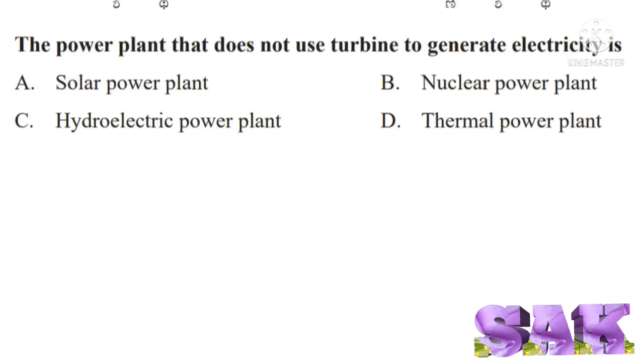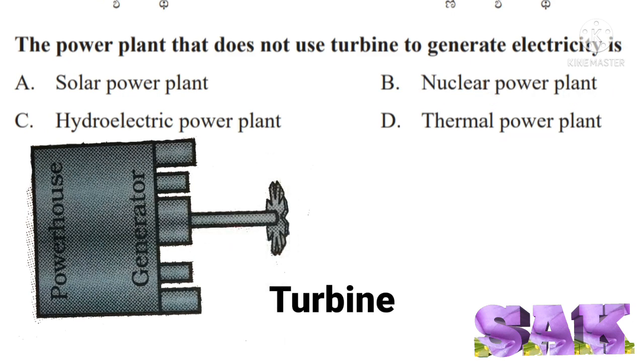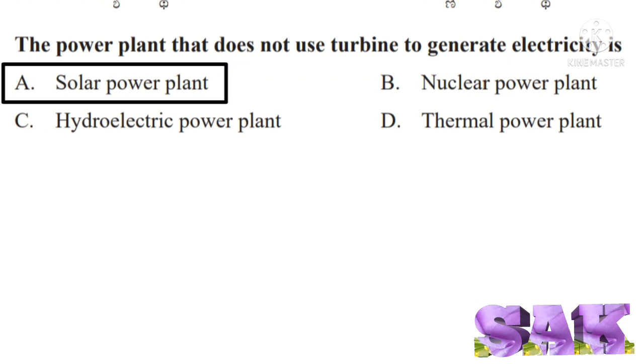Next question, the power plant that does not use turbine to generate electricity is. In the given options, nuclear power plant, thermal power plant and hydroelectric power plant, all these plants produce electricity by using turbines. But solar power plant directly converts solar energy into electrical energy. So, correct answer for this question is option A, solar power plant.